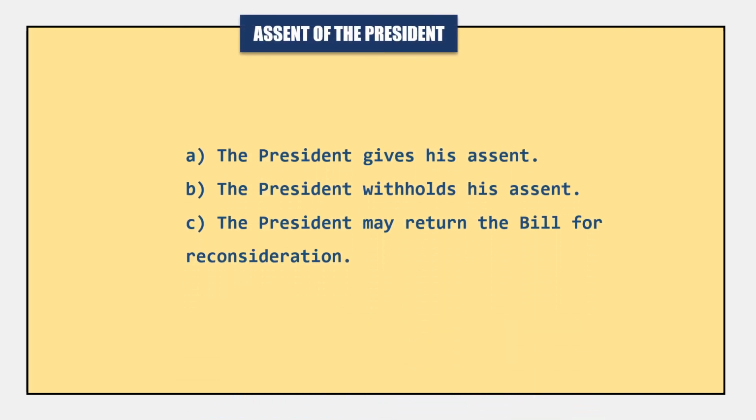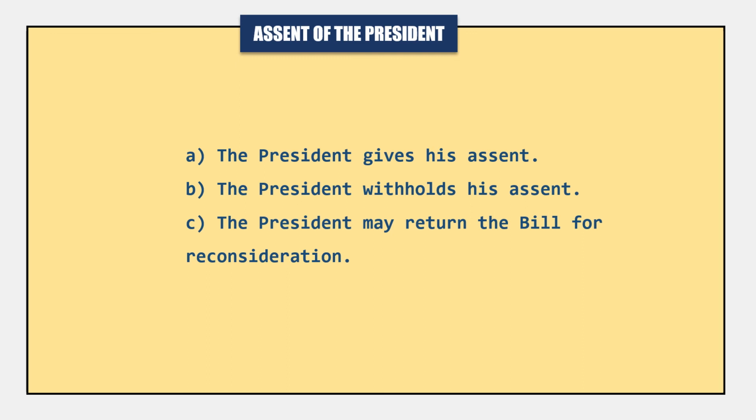Assent of the President. A bill passed in both houses of parliament is sent to the President for his assent. The options are: A. The President gives his assent and it becomes an act. The act is entered in the statute book and published in the Gazette of India. President अपने हस्ताक्षर देते हैं.